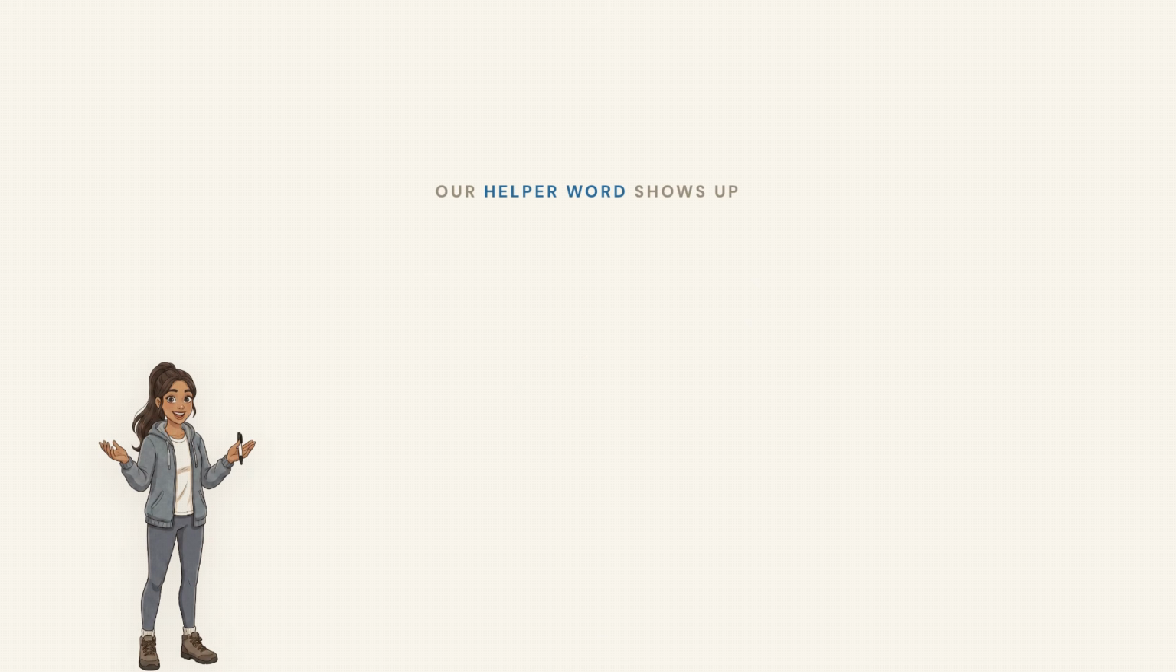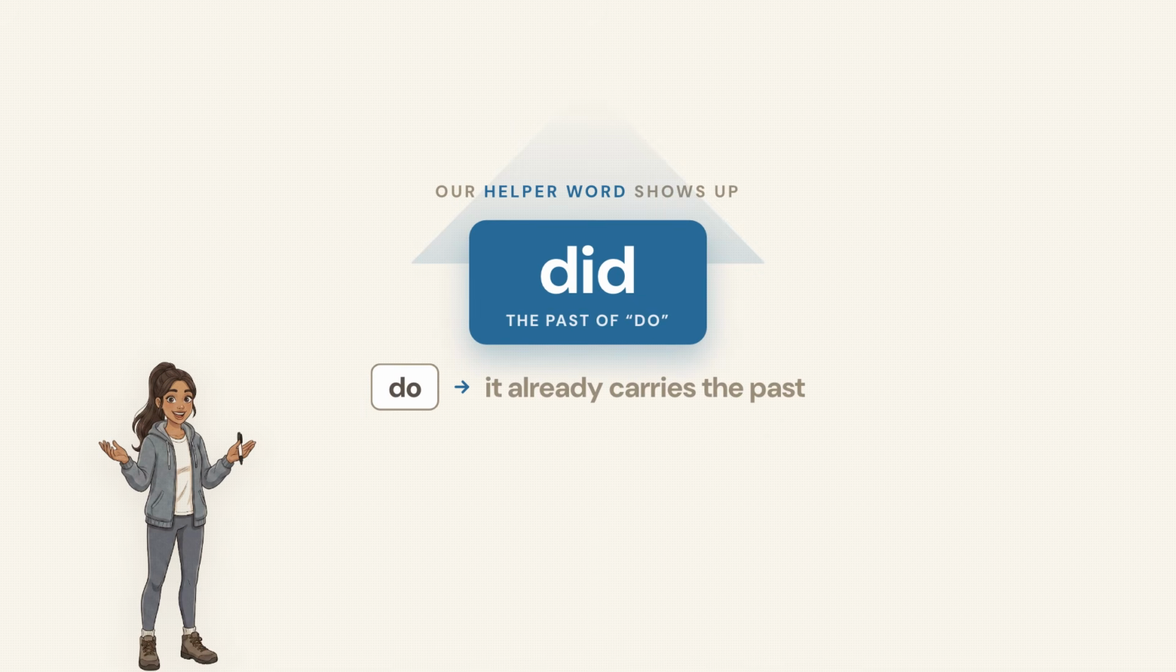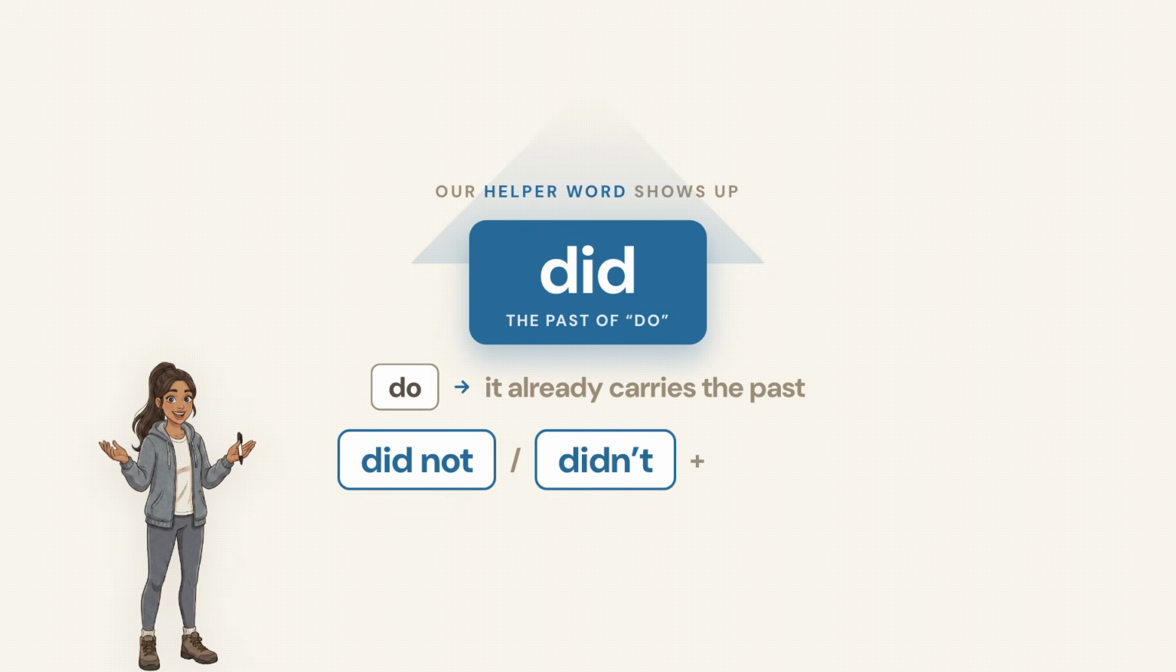This is where our helper word finally shows up. Did. Did you notice it in the previous sentence? To make a negative, you use did not, or the short form didn't, plus the verb. But here comes the part that trips up almost every learner. When did shows up, the main verb goes back to its base form, its plain present shape.